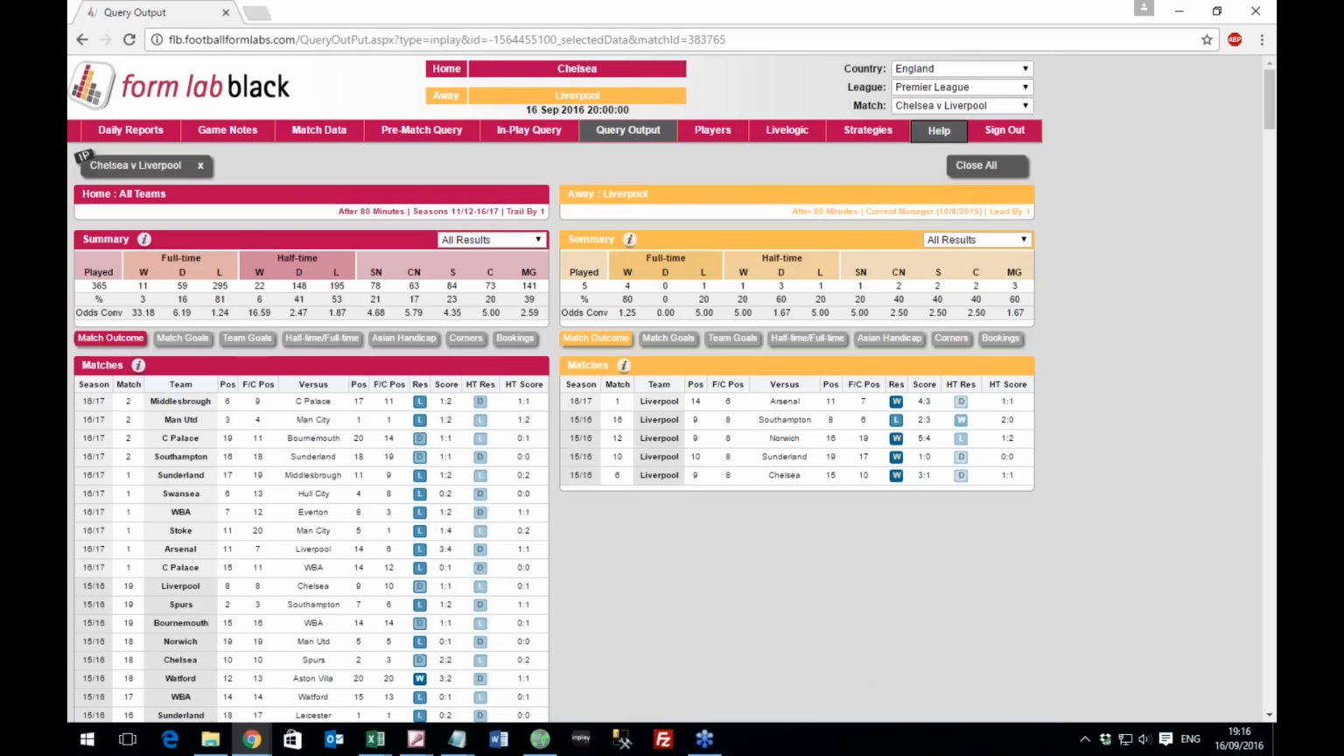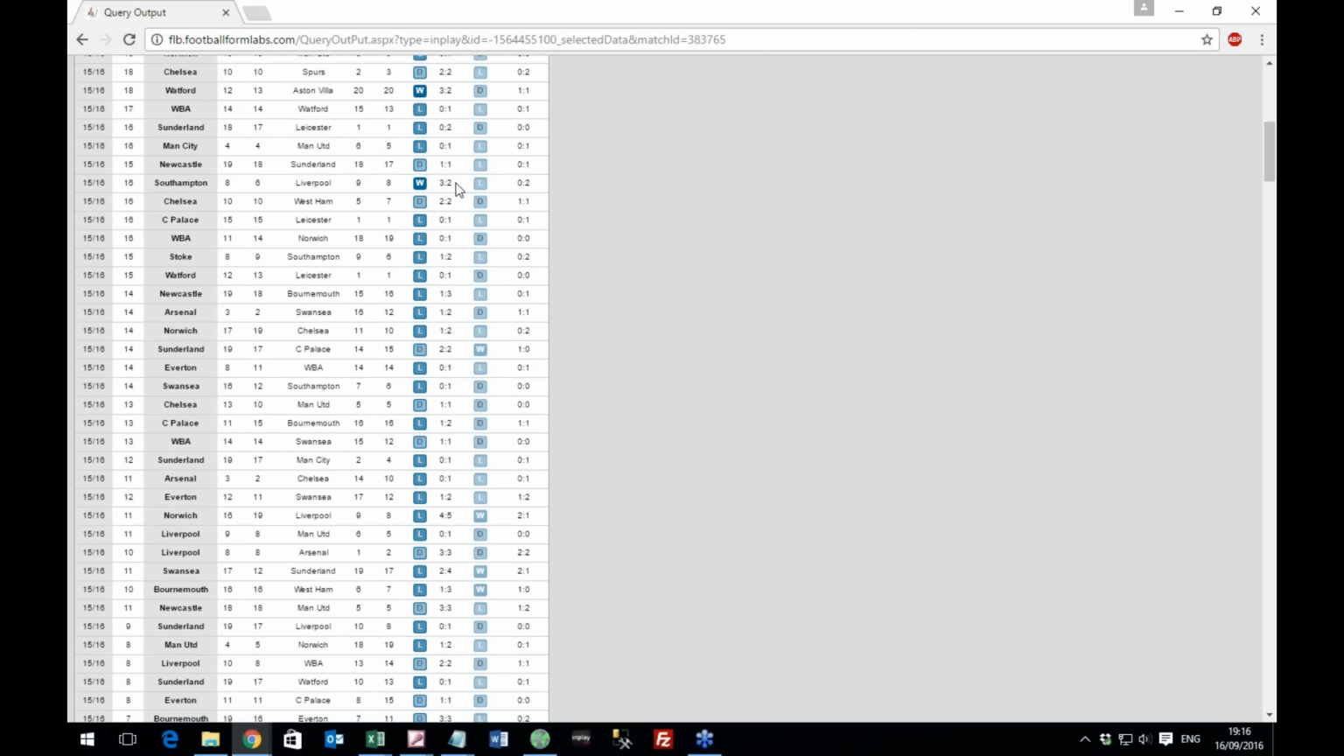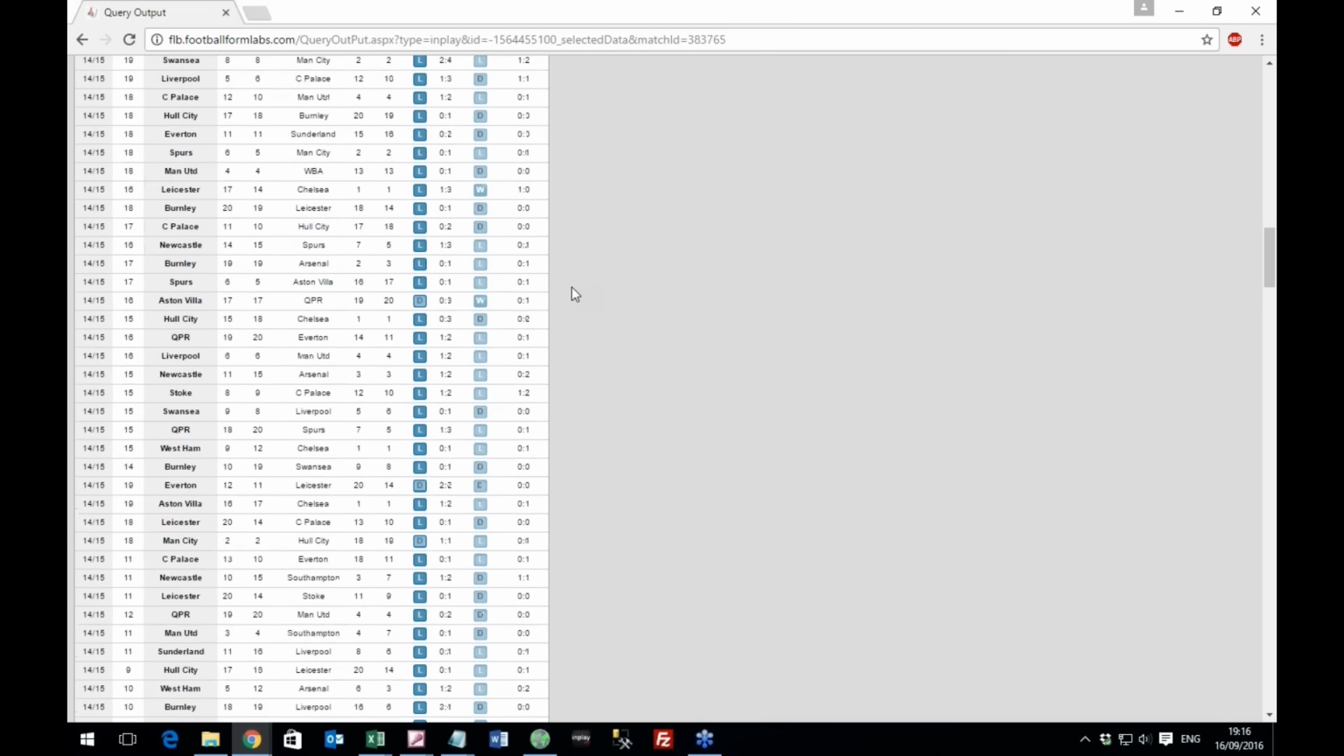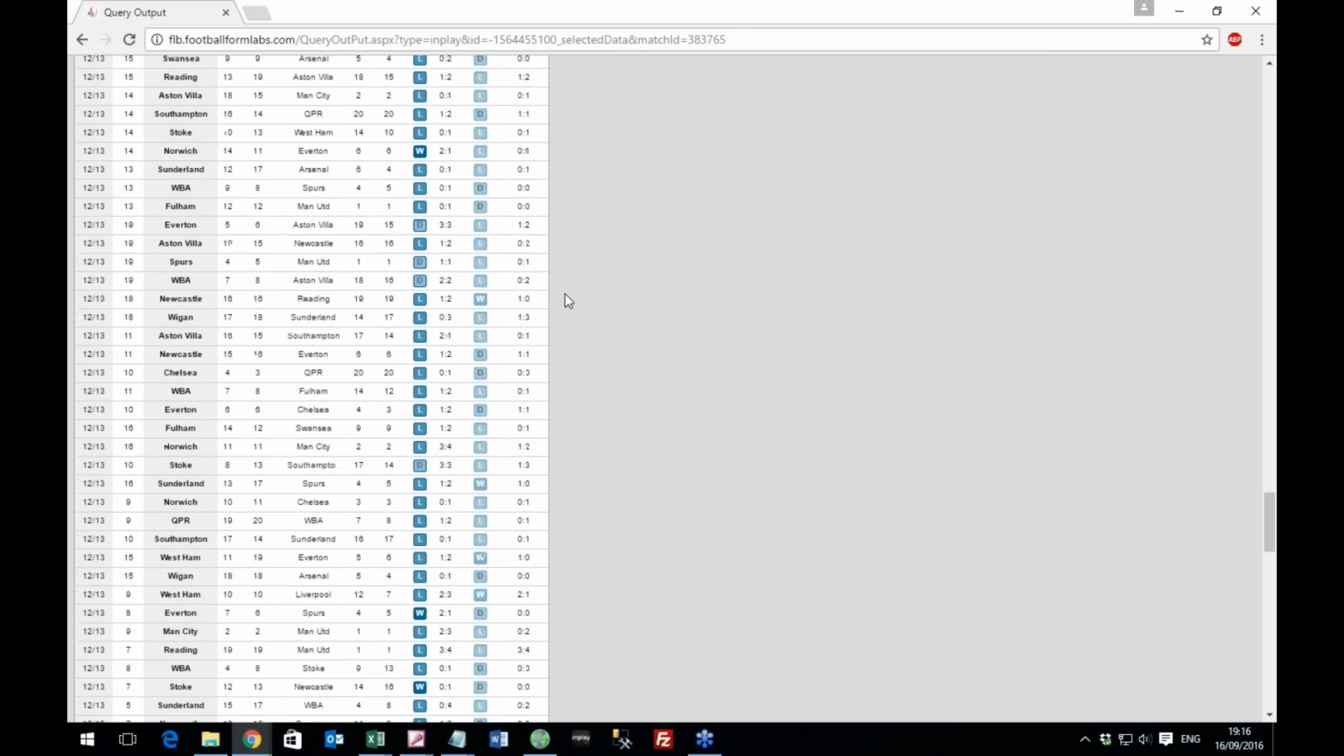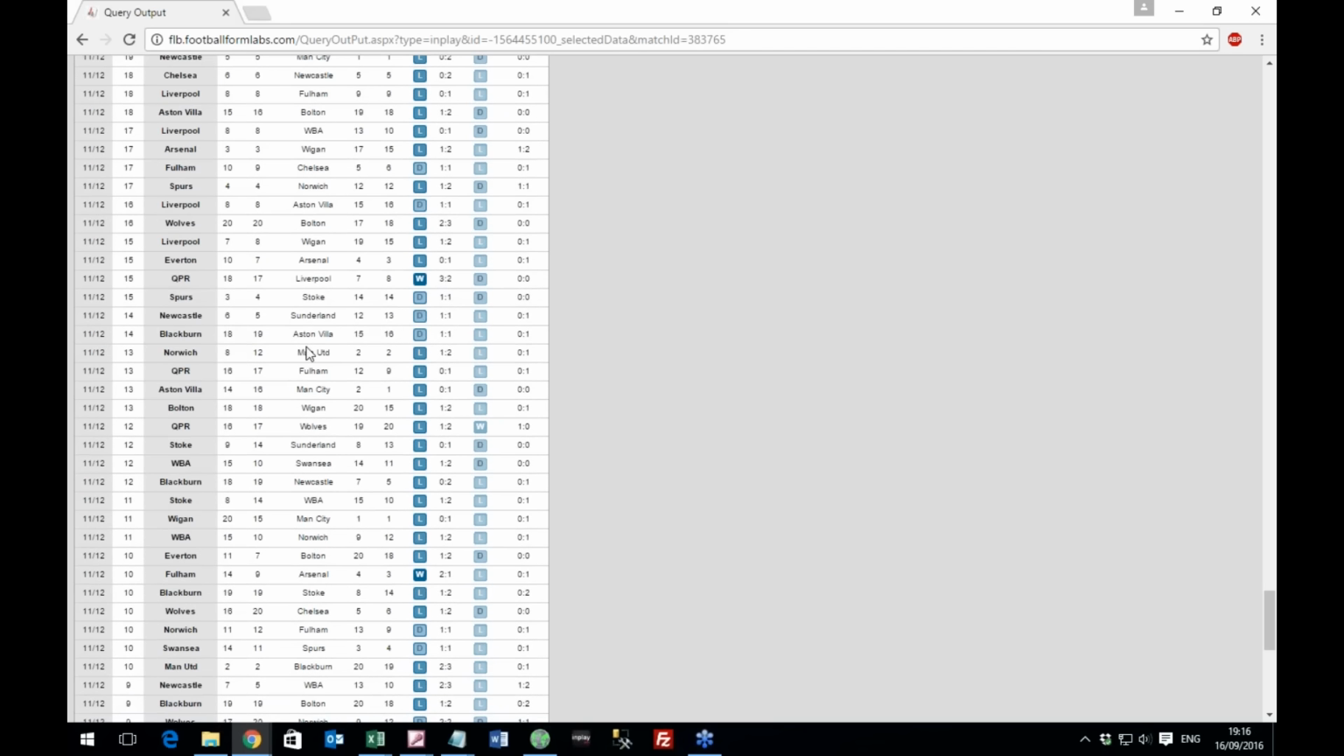Generate query. There have been 365 instances where the home team have been trailing by one with 10 minutes to go, and they've won 3 of those matches. Anyone over those? Watford last season against Villa. What else have we got? Southampton last season against Liverpool, and a long way down until we find QPR against Liverpool.